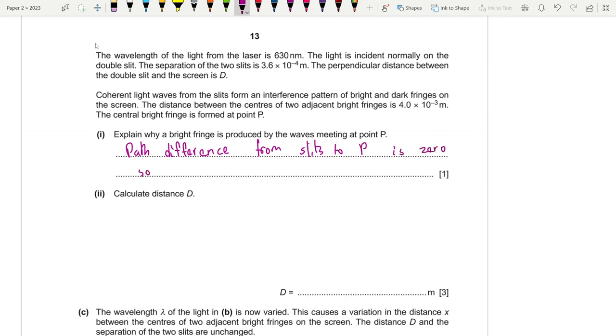So phase difference. Oh, that was an alternate. You could say path difference or phase difference between waves at P is 0. This is optional, so constructive interference occurs.